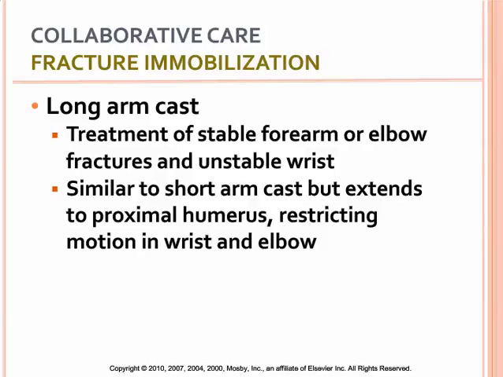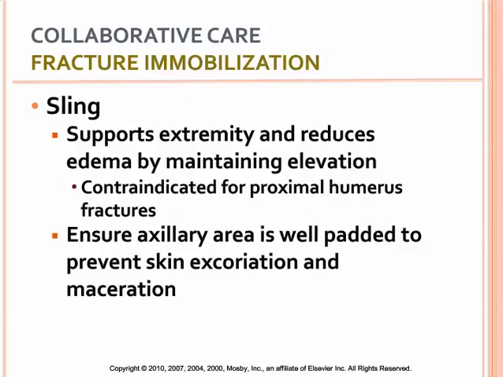The nurse should direct care in supporting the extremity and reducing the effects of edema by maintaining extremity elevation with a sling. When a hanging arm cast is used for a proximal humerus fracture, the elevation or a supportive sling is contraindicated because hanging provides traction and maintains fracture alignment. The sling will support the extremity and reduce edema by maintaining elevation. It is contraindicated for proximal humerus fractures.